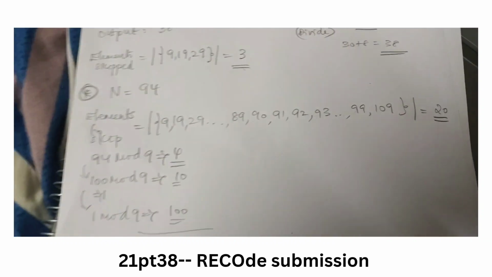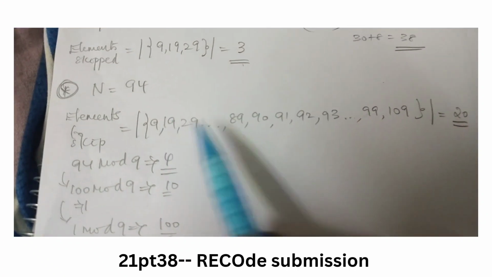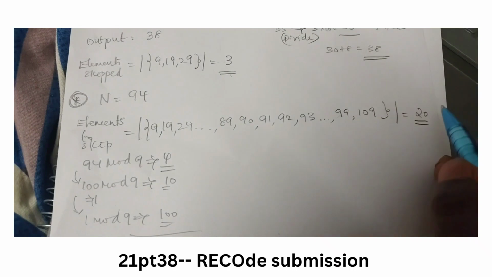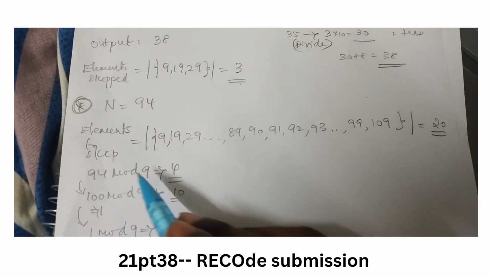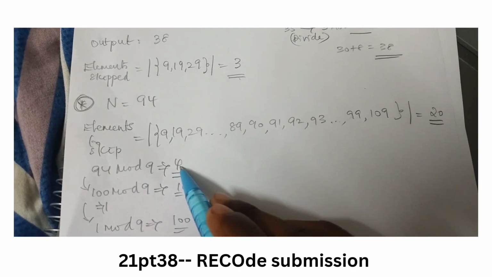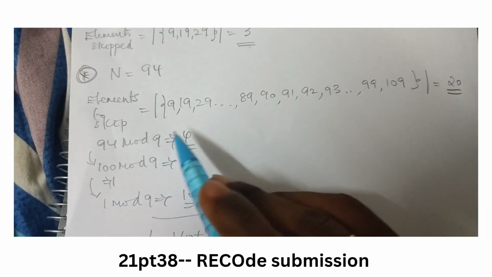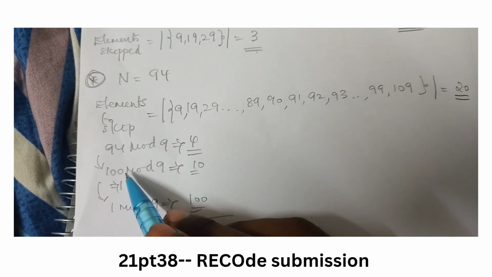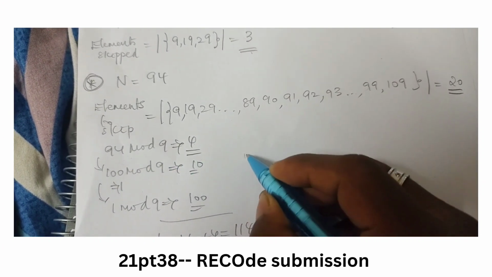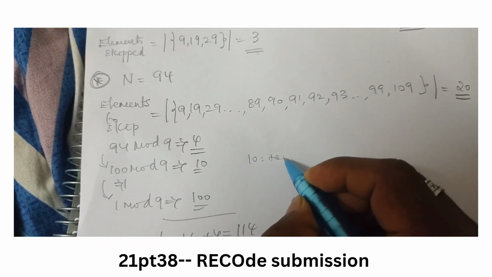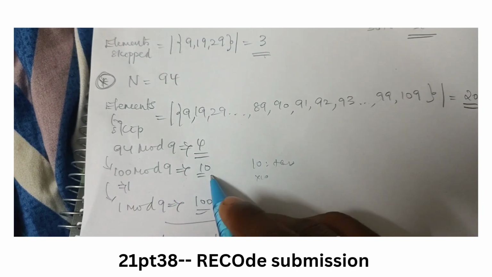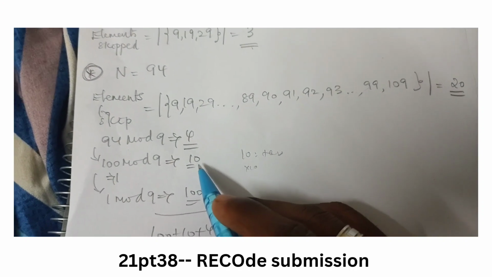Similarly, if we look at this test case, we can see that 20 numbers are getting skipped. Let's check if the answer is correct. 94 mod 9 is 4. Then 94 is divided by 9, which gives us 10, and that 10 is in the tens place, so I multiply by 10, which gives us 100. 100 mod 9 is 10.